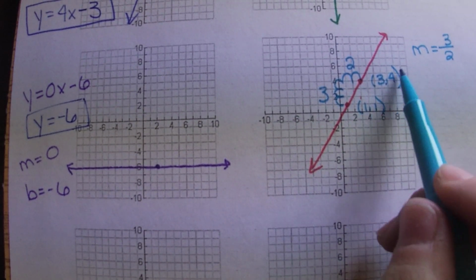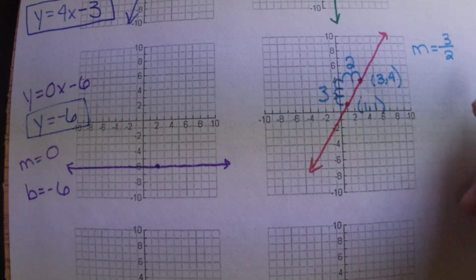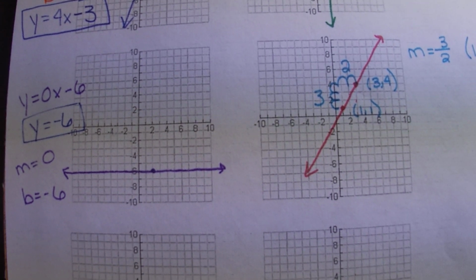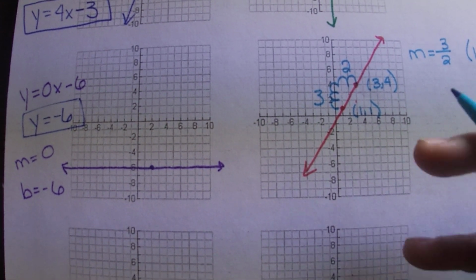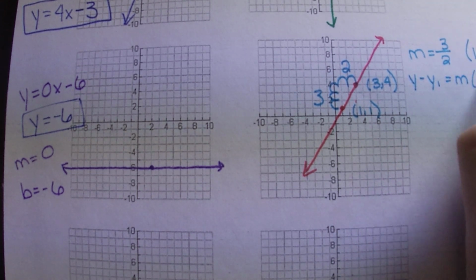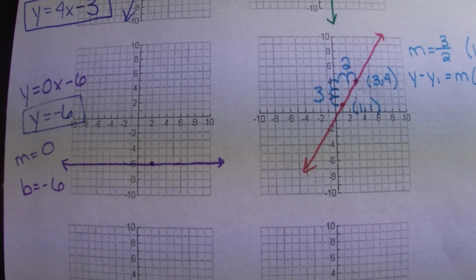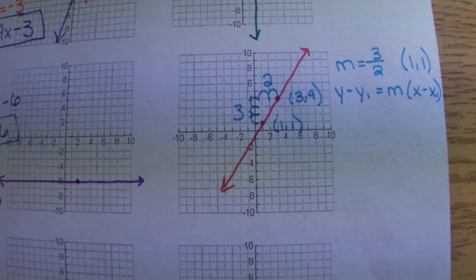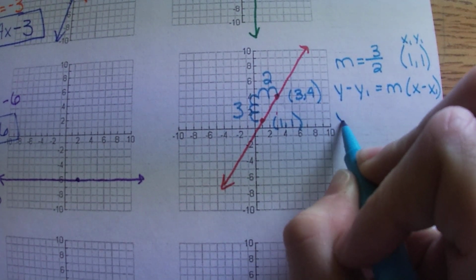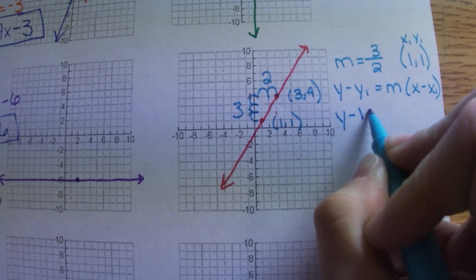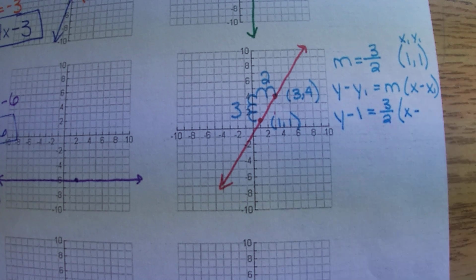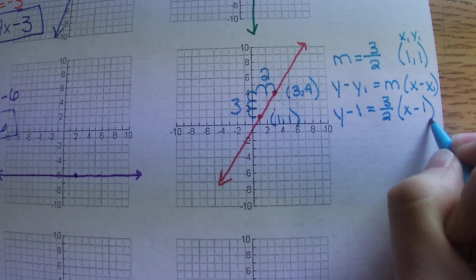So we're going to have to pick one of these points. I'm going to pick 1, 1. Those numbers just sound a little easier to me. And we're going to have to go back to plugging into point-slope form. So we will plug into y minus y sub 1 equals m times x minus x sub 1. So we have an x and a y, they're our first one. So y minus 1 equals 3 over 2 times x minus 1.